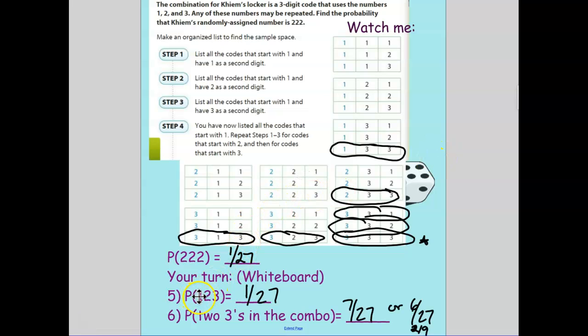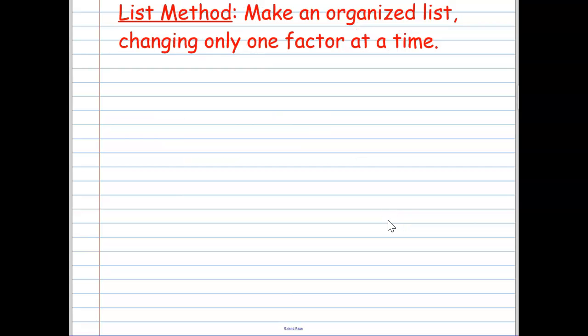So the probability of getting 1, 2, 3 as your combo: there's only one 1, 2, 3 out of 27 total, so the chances are 1 in 27. For this one, 2 3s in the combination, there's actually 7 different combinations with 2 3s in it. This one has 3 3s, so maybe you didn't count it, but it does have 2 3s, right? If you didn't count that one, you would have gotten 6 out of 27, which simplifies to 2 ninths. Or if you did count that one, you get 7 out of 27. Either is fine. Okay, add this to your notes, the list method. Hit pause and write that down.